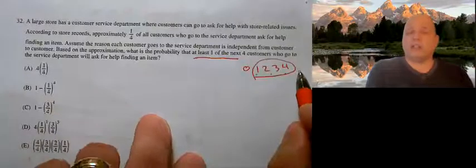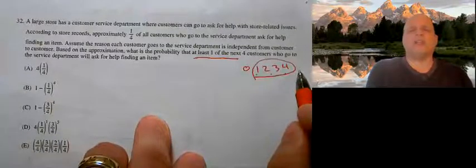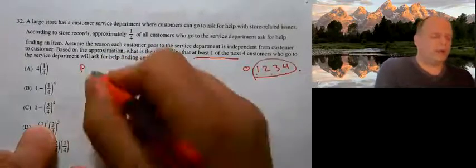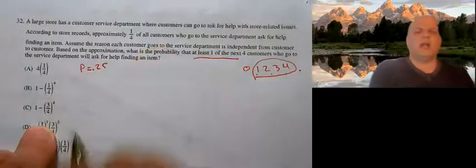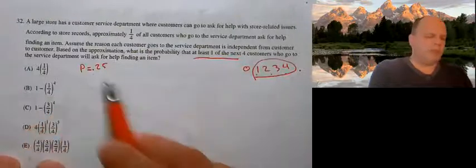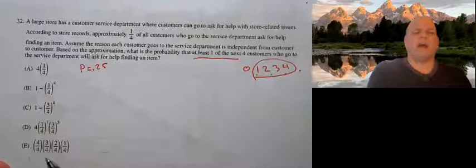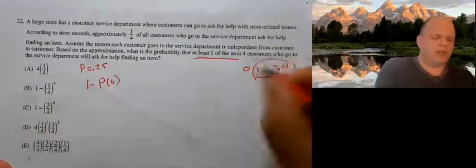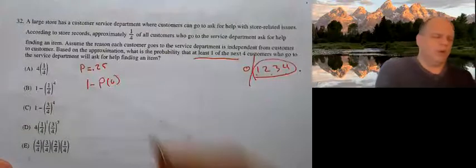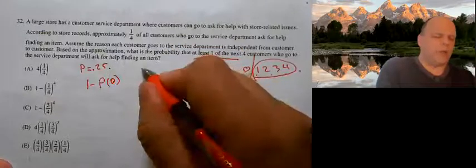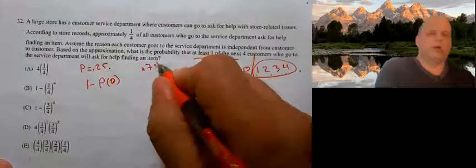So they want the probability of 1, the probability of 2, the probability of 3, and the probability of 4. And technically this is a binomial, with probability 0.25. We could set this up as a binomial, but unfortunately, they did this type of math work, which makes it a little more difficult to recognize. So we're going to do 1 minus the probability that 0 wanted help. First off, 0.25 is the probability of wanting help. The probability of not wanting help is 0.75.